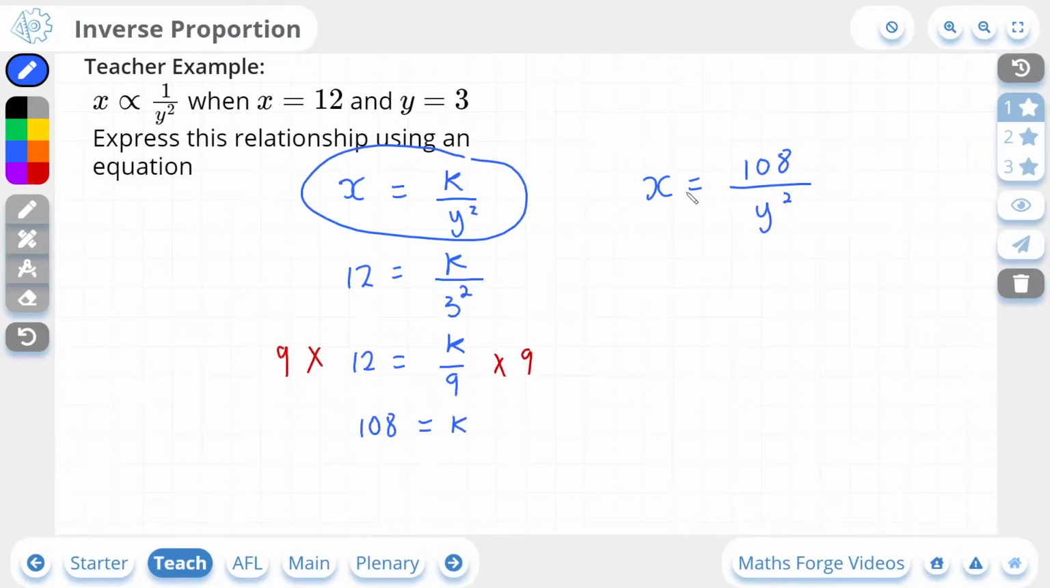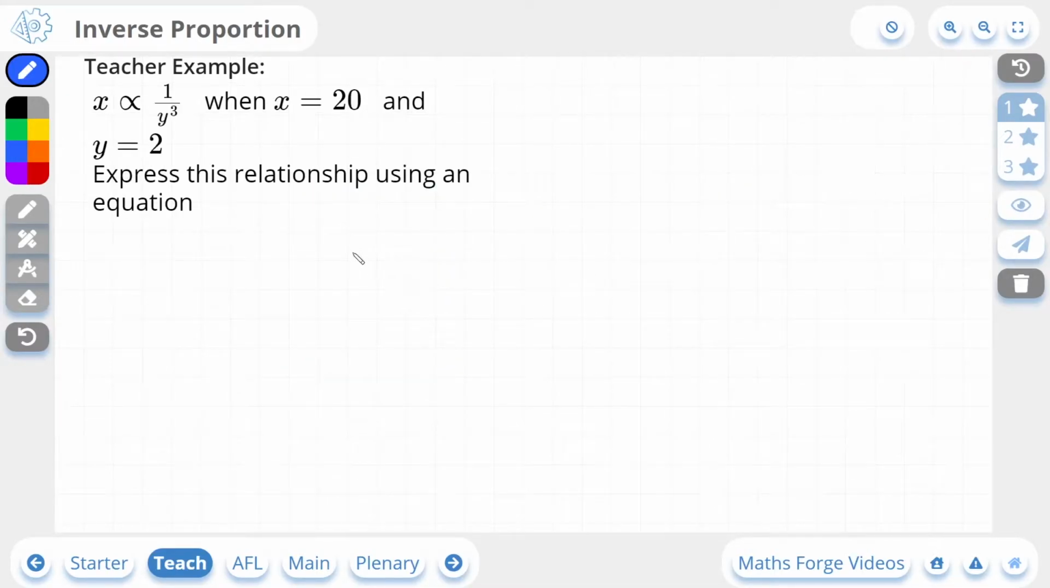And now this is the relationship that exists between x and y squared when they are inversely proportional and you have an x value of 12 and a y value of 3. So this is our answer. And if we check our answer, there it is. We'll do another 1-star example.